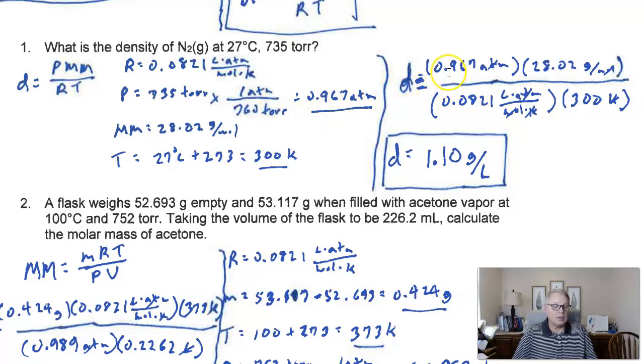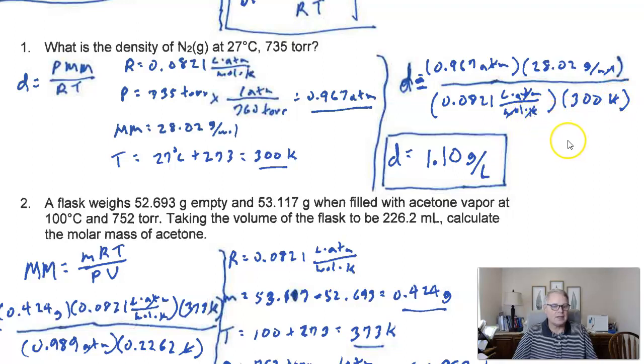So again, I'll put the units in. You don't have to. I'm just showing you how it cancels. 0.967 times 28.02 divided by 0.0821 times 300 Kelvin. Here's an atmosphere in the top half of this fraction, and an atmosphere in the bottom half of this fraction. Those cancel. Here is a mole in the top, and a mole in the bottom. Those cancel. Here's a Kelvin there, and a Kelvin there, and those cancel.